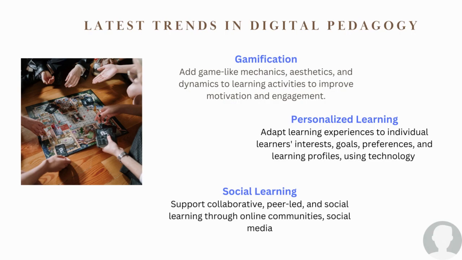social learning. Social learning involves supporting collaborative, peer-led, or social learning through online communities, social media, or other digital tools. The idea is to create a more social and interactive learning environment, which can encourage students to work together and share their knowledge and their ideas.